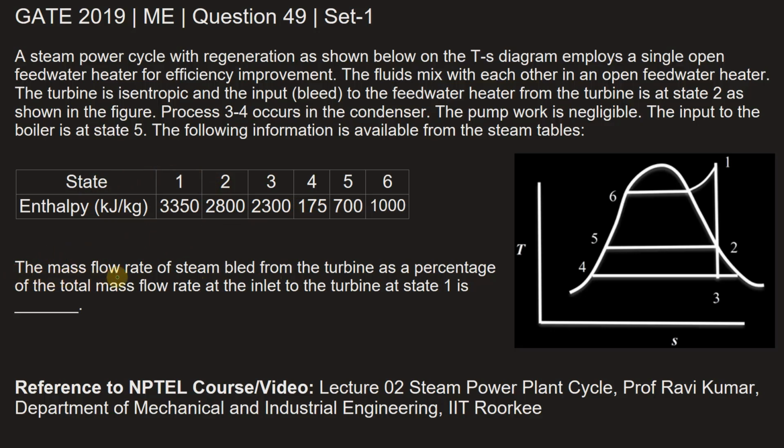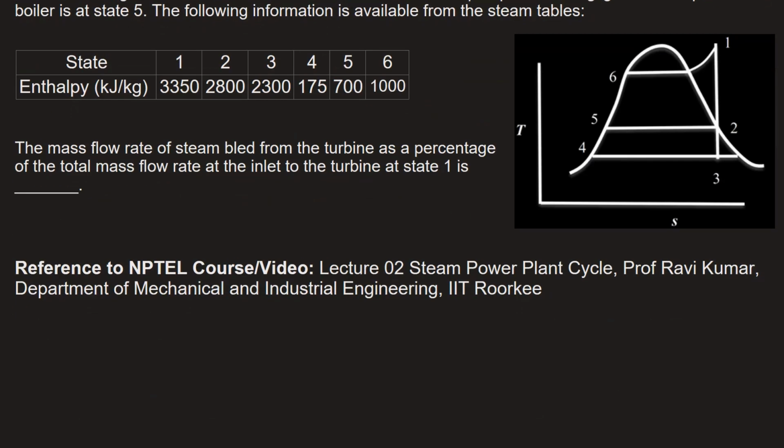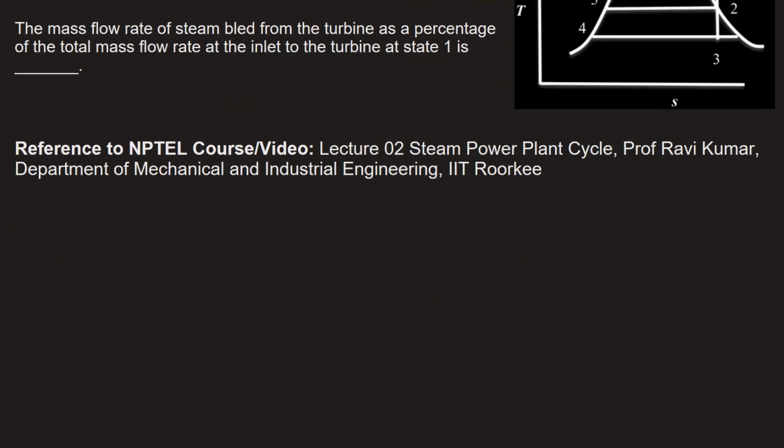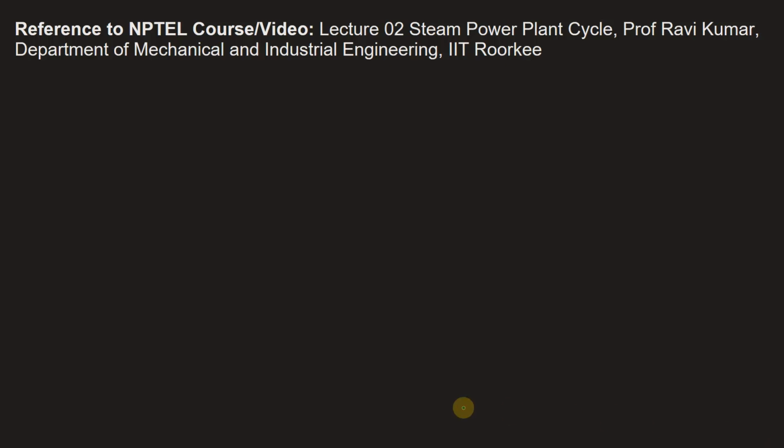Now, the mass flow rate of the steam bleed from the turbine as a percentage of the total mass flow rate at the inlet to the turbine at state 1 is, so we need to find the percentage of the mass flow rate of the steam bleed to the total mass flow rate. So let's draw the TS diagram of a steam cycle here.